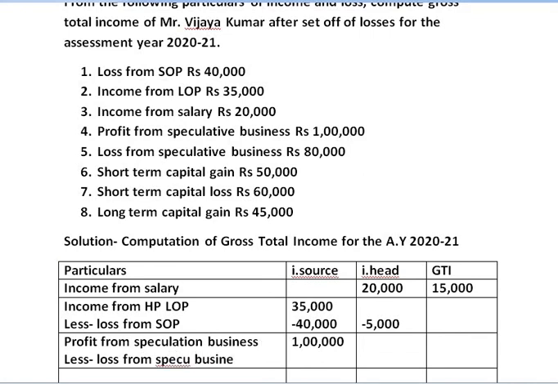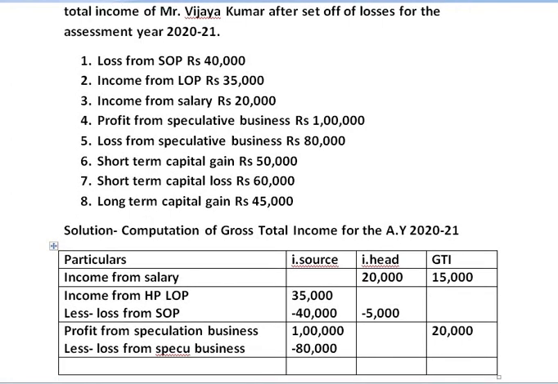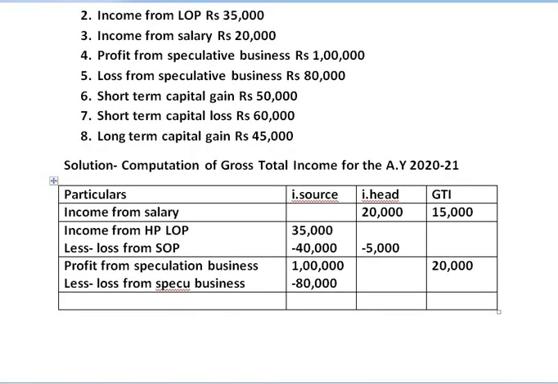speculation business, and the loss is rupees 80,000. So deduct 80,000 from 1 lakh. Now we get a balance of rupees 20,000, which we can take directly to the gross total income column. Balance of 20,000 is taken to the gross total income column. If there is need for further set-off, then this balance can be taken to the inter-head column.